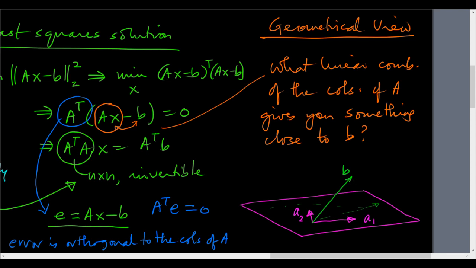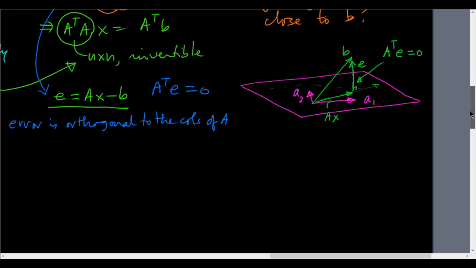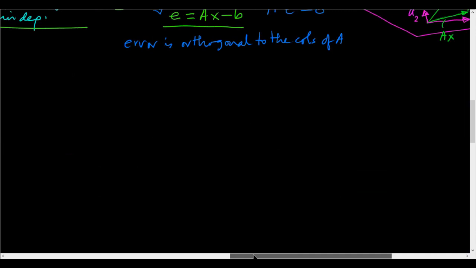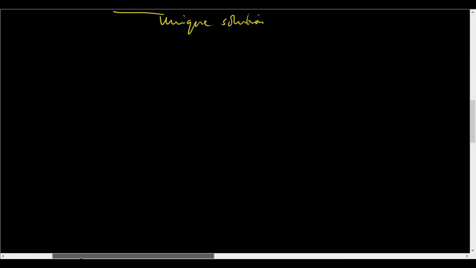And so it is useful to drop a perpendicular onto this plane and say this here is Ax, the linear combination, and this here is E, the error vector, and this perpendicularity is A transpose E equals 0. So in the matrix case, in the linear algebraic equations case, the overdetermined system is clearly understood. Okay.